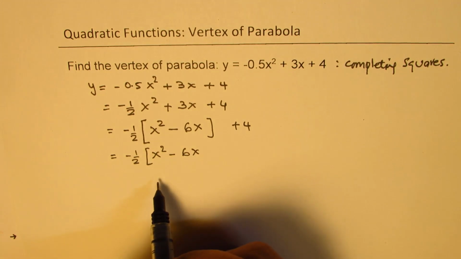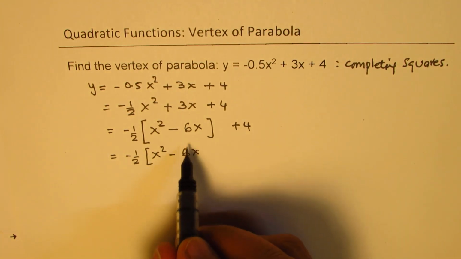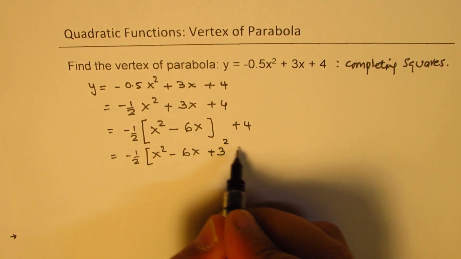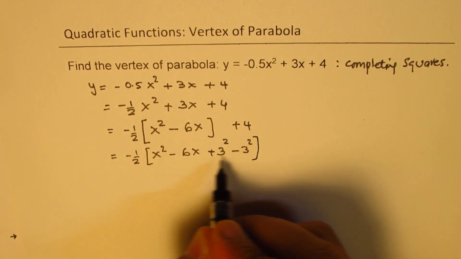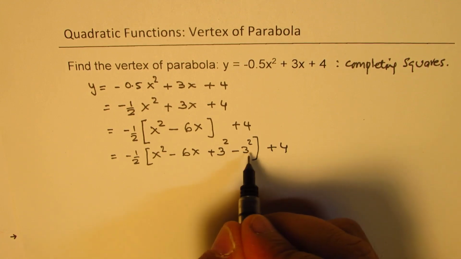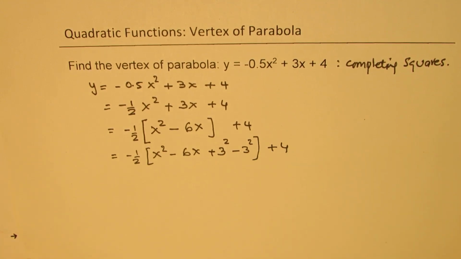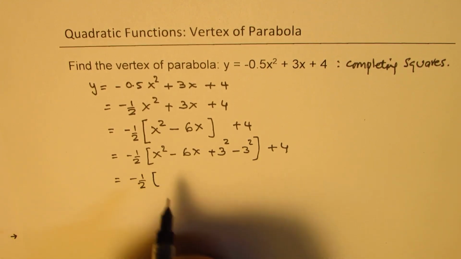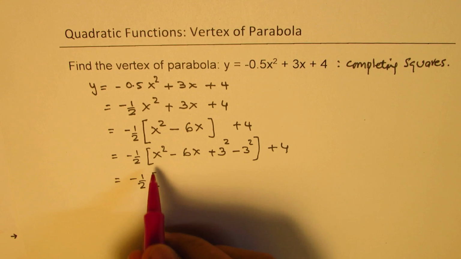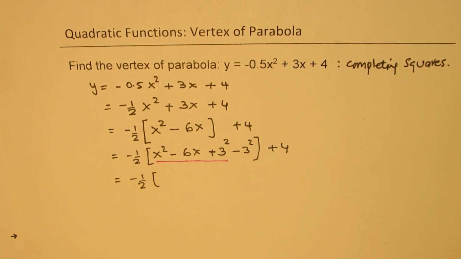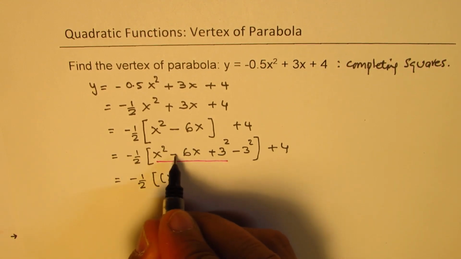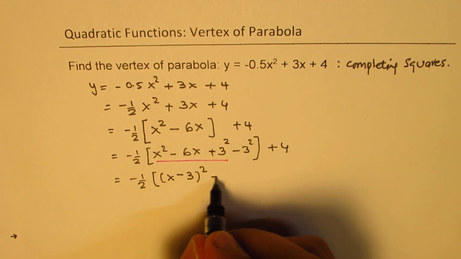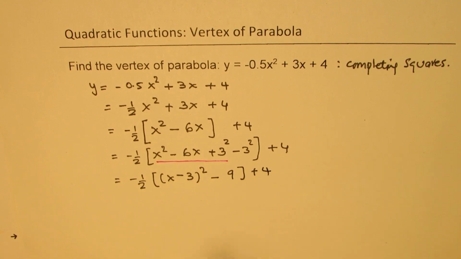To complete the square, we add and subtract half of the coefficient of x. In this case, it is 3. So we'll add and subtract 3 squared. Now adding and subtracting the same number means adding 0, which really doesn't change your equation, right? So we get here minus half, but that makes the first three terms a perfect square. So we could write this as x minus 3 whole squared, minus 3 squared is minus 9, plus 4.